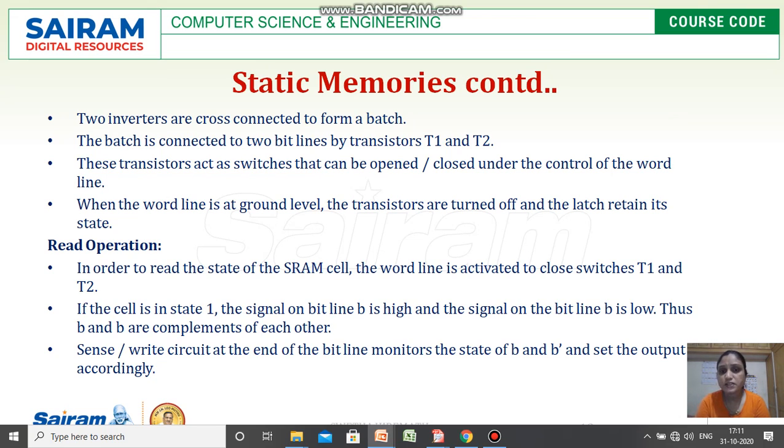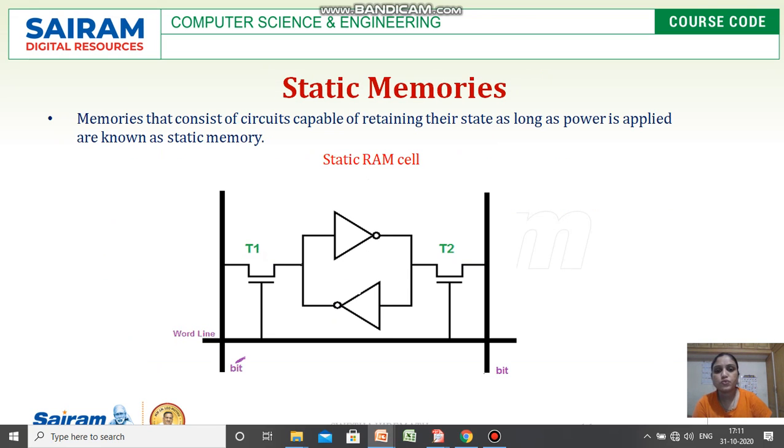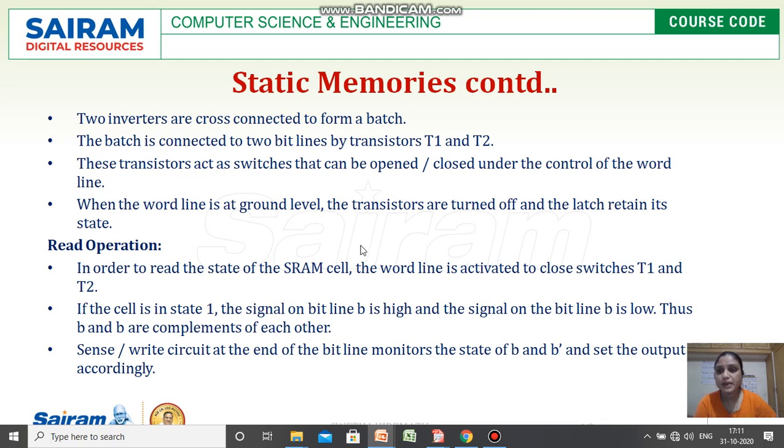Two inverters are cross connected to form a latch. So here these two inverters will be cross connected to form a latch. The latch is connected to two bit lines by transistors T1 and T2. These transistors act as a switch. So the transistors will be acting as a switch and they can be opened or closed under the control of the word line. So these transistors are connected in turn with the word line. So under the control of the word line, these switches or the transistors can be either opened or closed. When the word line is at ground level, the transistors are turned off and the latch retains its state. So whatever values will be present at that particular point of time, it will be retained.